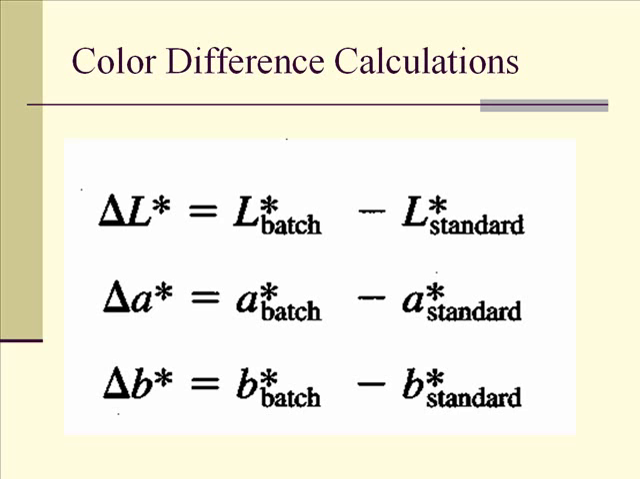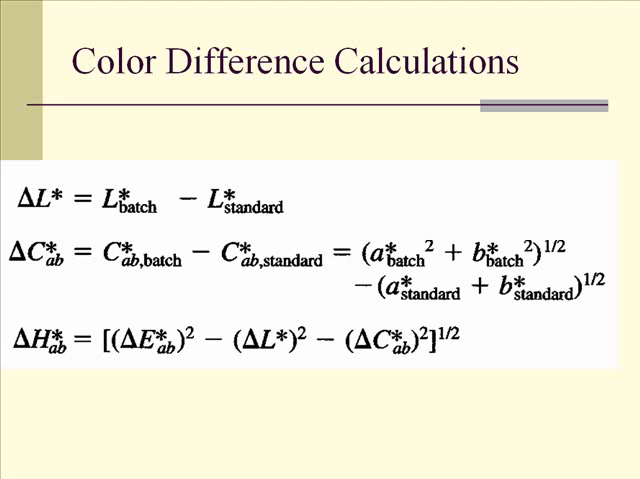To get our calculations for delta L, A, and B, we just take the value for the batch and subtract the value for the standard from it. That's really the important thing: it's always the batch minus the standard. It's important to get the sign right. So here are some more of those equations, for L, C, and H.